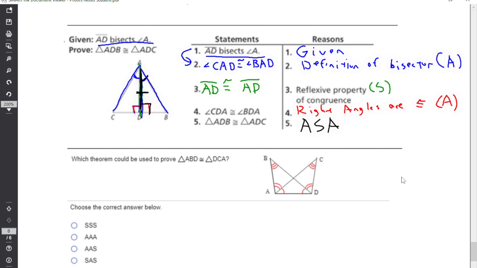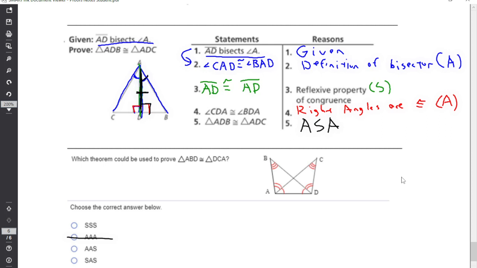Next problem down below. What theorem are you going to use to prove ABD congruent to DCA? So this is using an important idea that we're going to see in the next proof here. First off, we're going to cross off angle, angle, angle, because that's not a method. So we can't use it. It's not on our list.